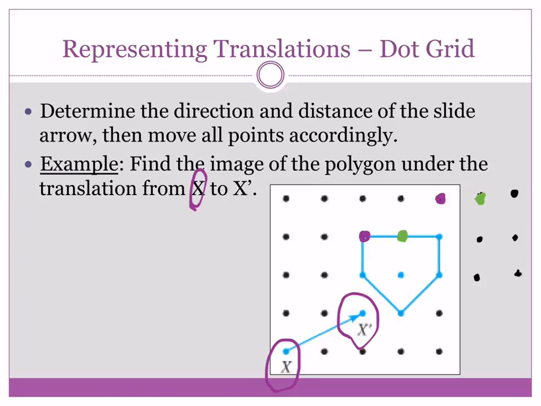And then how about this reddish one? Where will it go? Right over here next to the green, right? So all 3 dots went up 1, right 2. We have a few more to move.